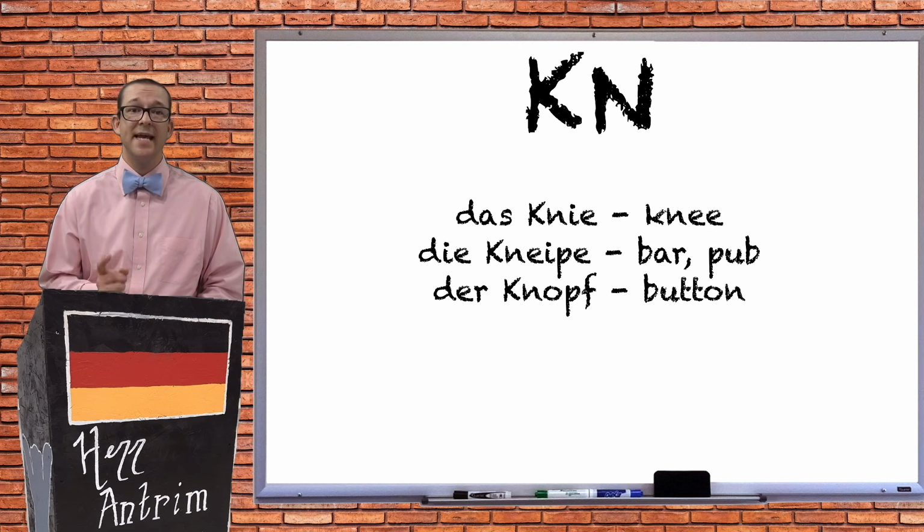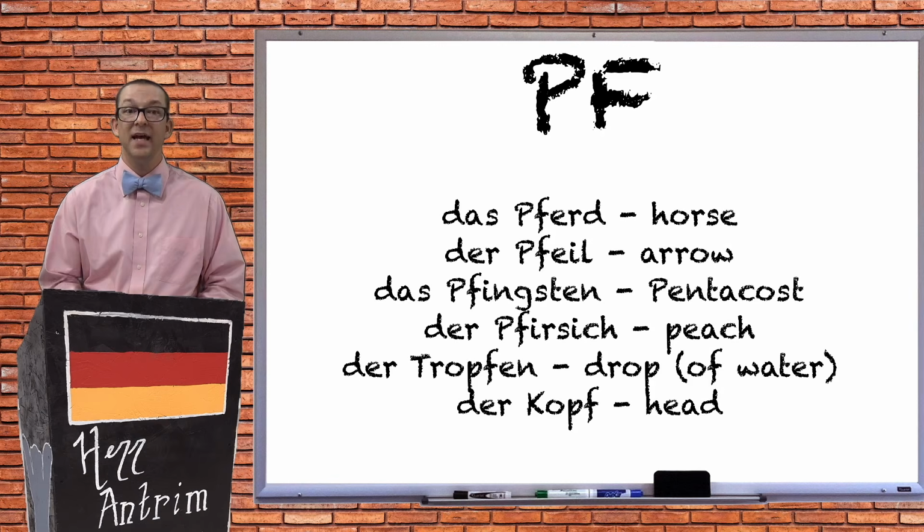Unlike in English, when you see KN together, you pronounce them both in German. Knie, Kneipe, Knopf. It's not nie, Neipe, or Nopf. It's Knie, Kneipe, Knopf. If the letters P and F are next to each other, it sounds like you're shooting the letter F out of your mouth with a burst of air. Pferd, Pfeil, Pfingsten, Pfirsich, Tropfen, Kopf.